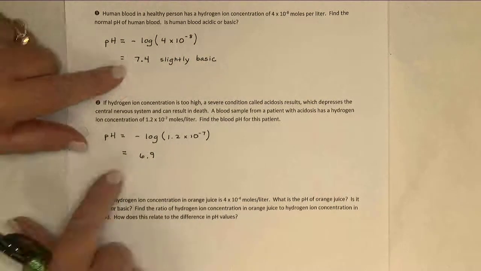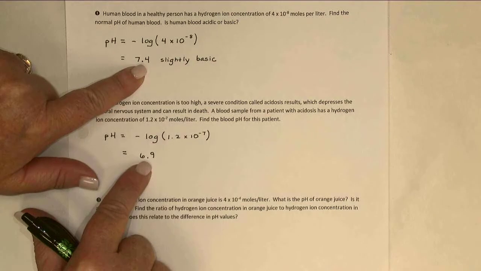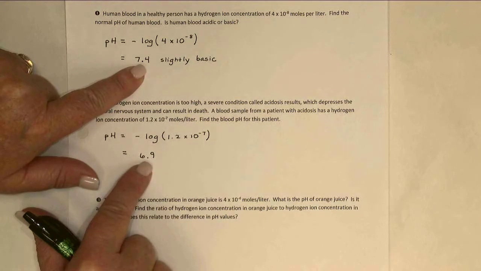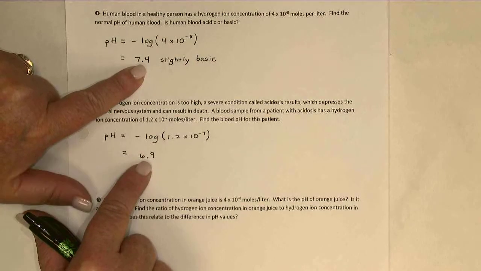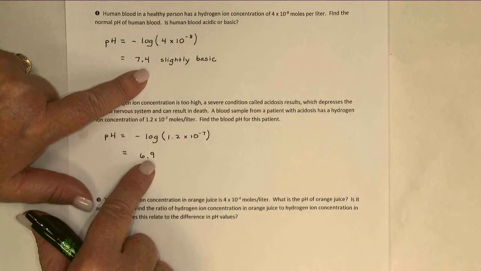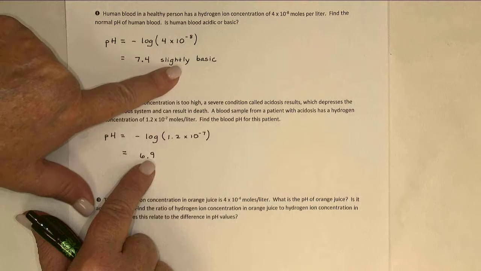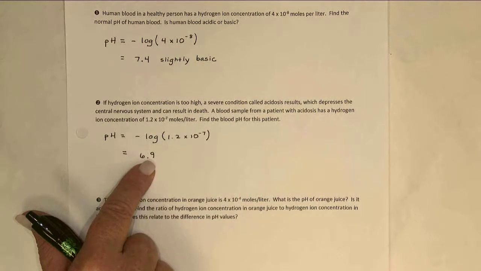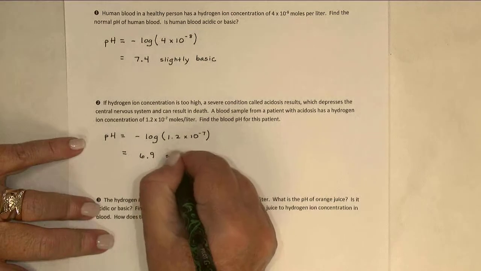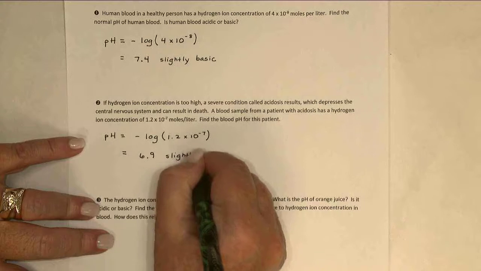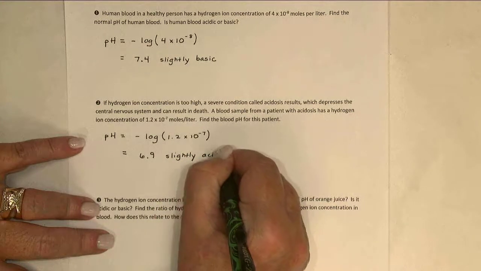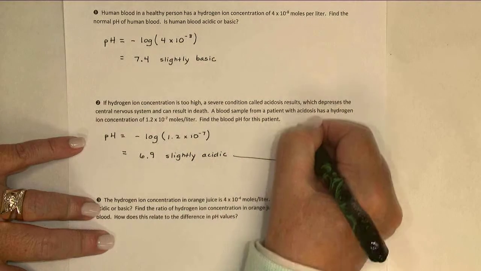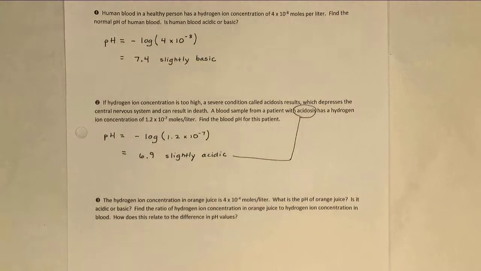Now notice the pH isn't all that much different, although we did talk with earthquakes about how a small difference when you take a log can actually be a much larger difference in real life. But the big deal here is that while human blood should be, in the normal case, just a little bit on the basic side, notice that this blood sample is just slightly acidic, which undoubtedly is where the name acidosis came from for this particular disease.